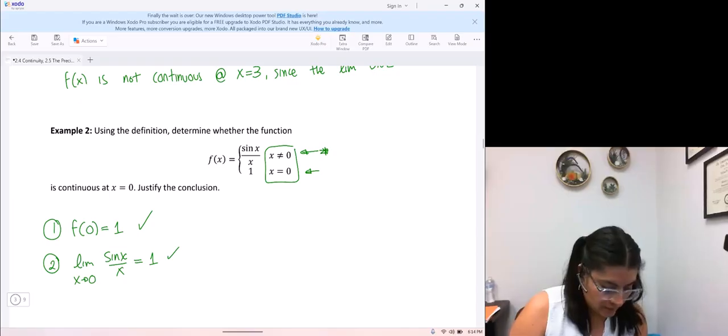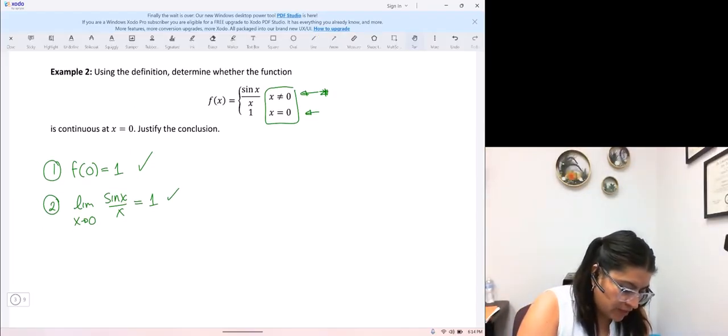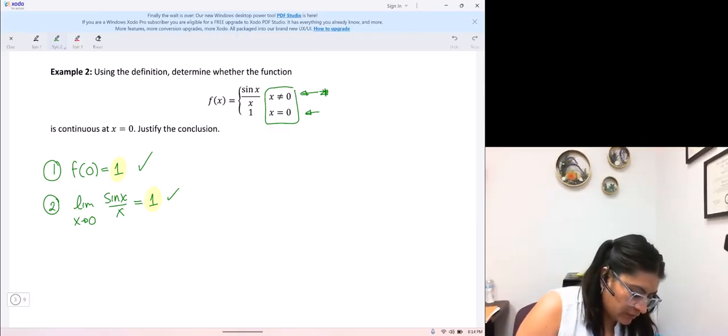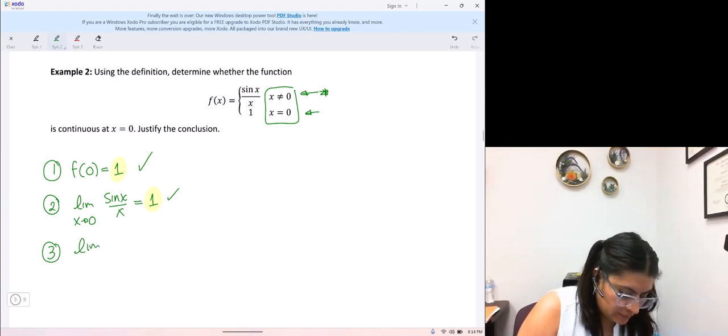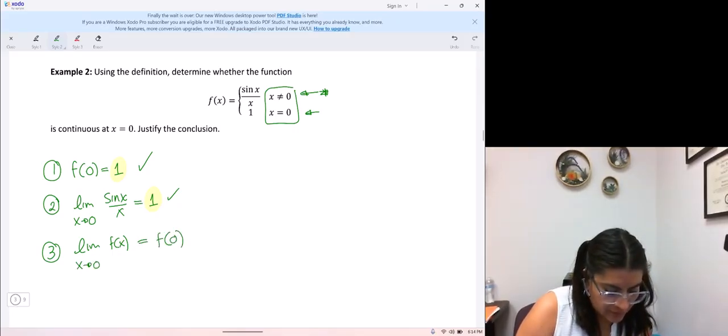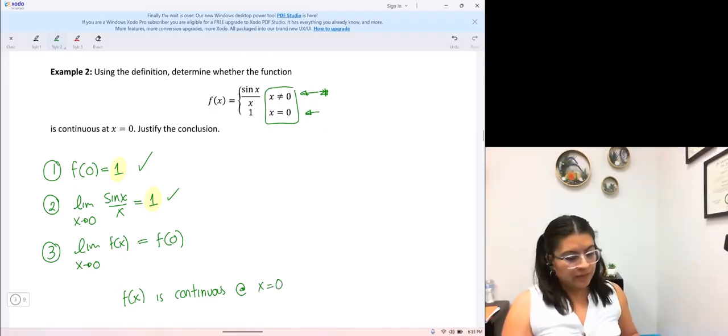It exists. The third condition, check, are those two values matching? Is this and this matching? Yes, it's matching. So the third condition is satisfied. The limit of the function as x approaches 0 equals f of 0. So f of x is continuous at x equals 0.